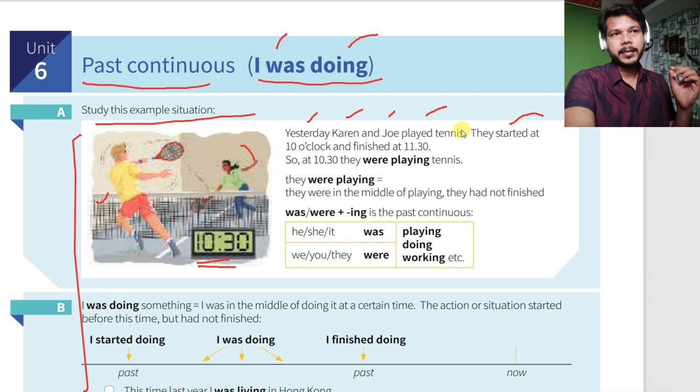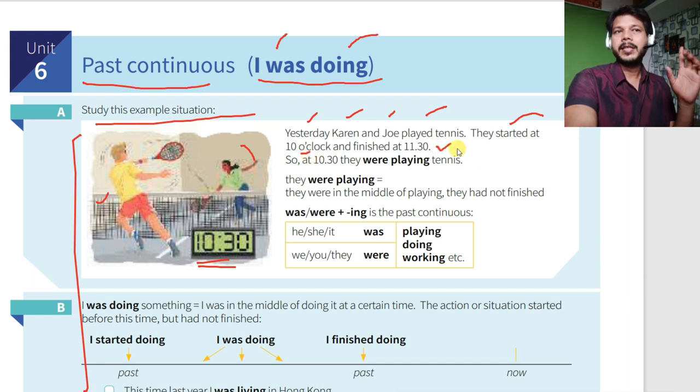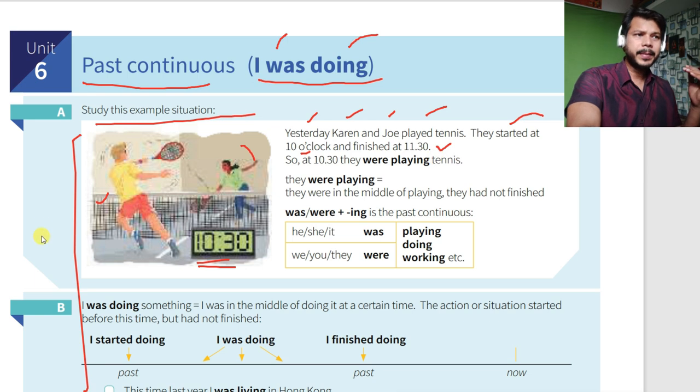Now they started at 10 o'clock. If I talk about the game, the time when the game was started, it was 10 o'clock, and when it finished, it was 11:30. So game started at 10 o'clock, game finished at 11:30. Fair enough. But when we went there at 10:30, what did we see? We saw that they were playing tennis. They were playing tennis.